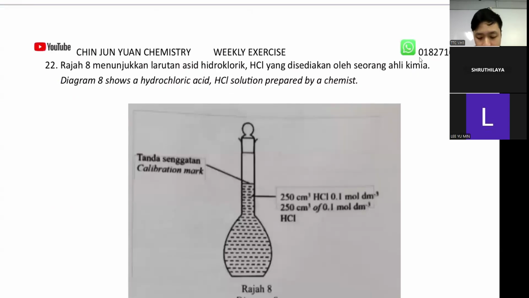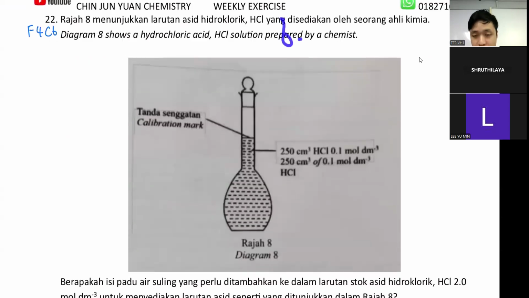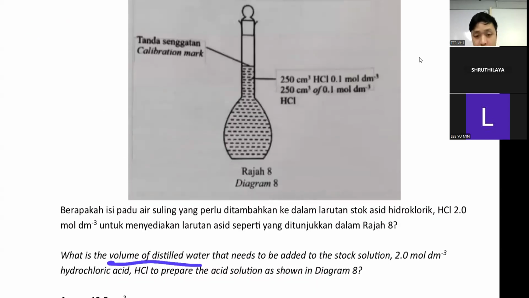Okay, 22. Diagram 8 shows, this is also Form 4, Chapter 6. Diagram 8 shows a hydrochloric acid solution prepared by a chemist. So this one is a standard solution. In Malay, it's larutan piawai. What is the volume of distilled water that needs to be added to the stock solution to prepare the acid solution as shown in diagram 8?